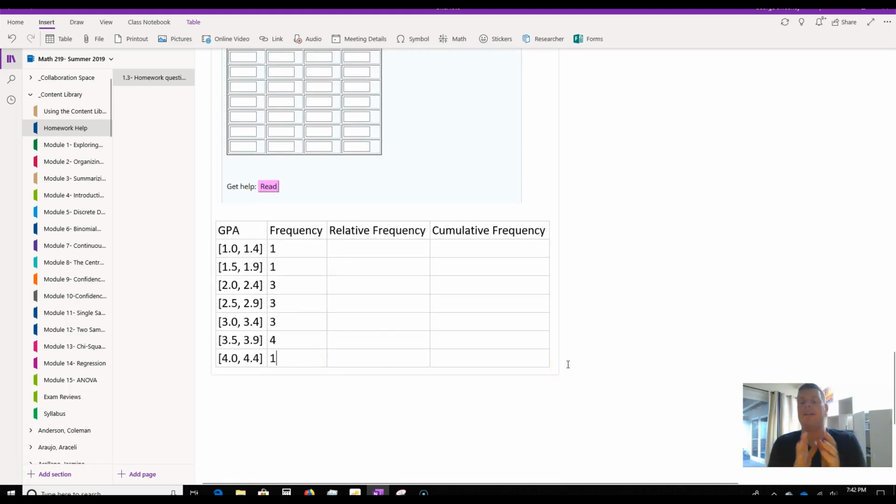So now what I've done is I've actually summarized my data into this frequency table, okay? So if somebody said, well, how many people in your data set had a GPA between 2.0 and 2.4, the answer is there's 3 of them. Okay, and I can actually see that here. Do I know what their values are? No, I don't. Not from the frequency table.